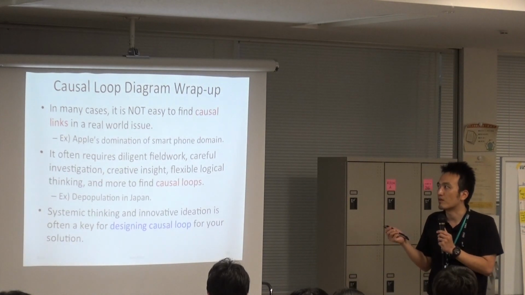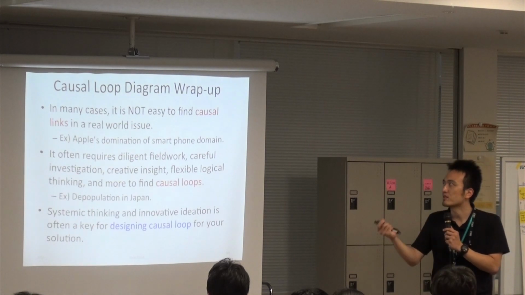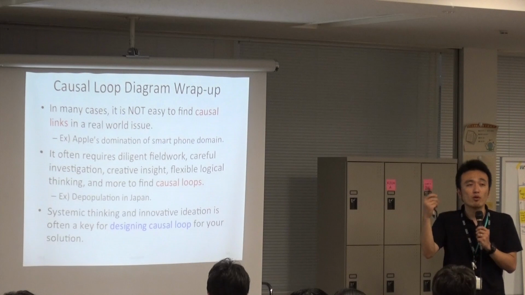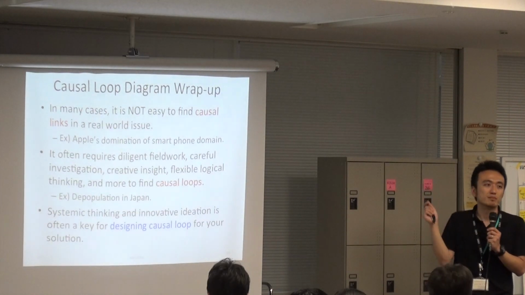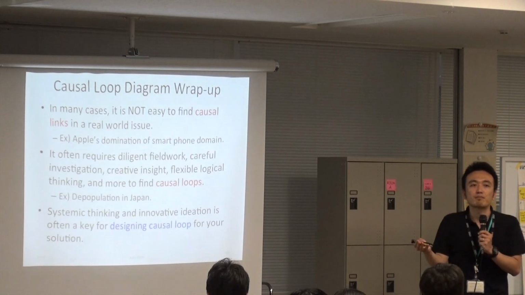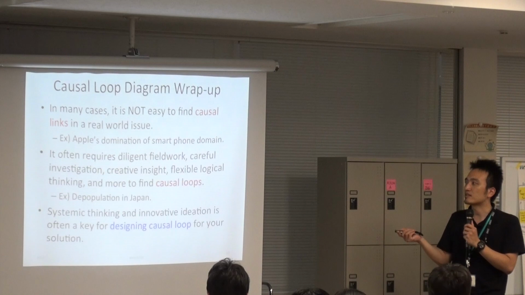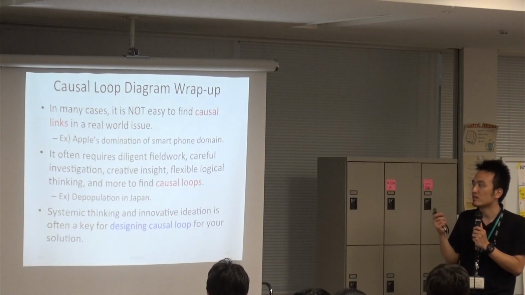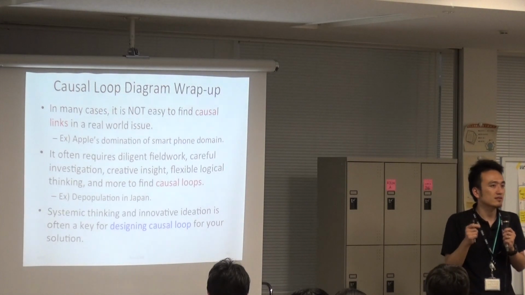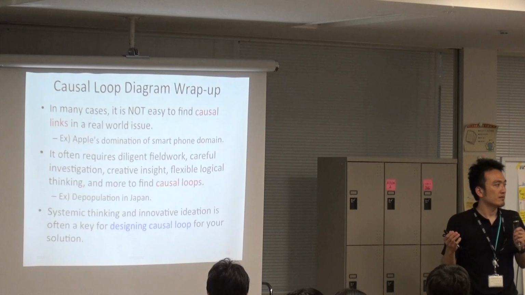But it's very difficult. And it often requires maybe diligent fieldwork, careful investigation, and flexible logical thinking and some more activities to find causal loops, right? And of course you cannot prove it, just like we discussed before we did this. And systematic thinking and innovative ideation is often a key for designing a causal loop for your solution. Okay, so it's just the message that I told you. All right, have fun? Good.